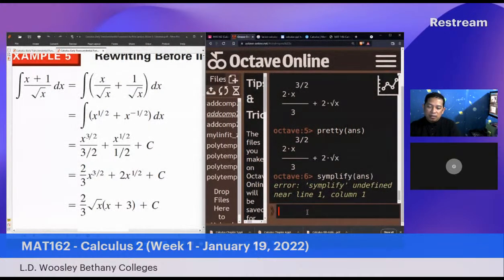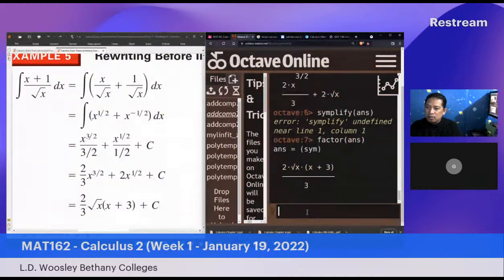Ayaw nga ma-simplify. So anyway, tingin ko pareho lang siya, no? Ang nangyari dito, in-extract mo yung square root of x. Factor na lang siguro. Yun, no? Ayun, sakto. Ito na. Factor pala dapat ang sagot.